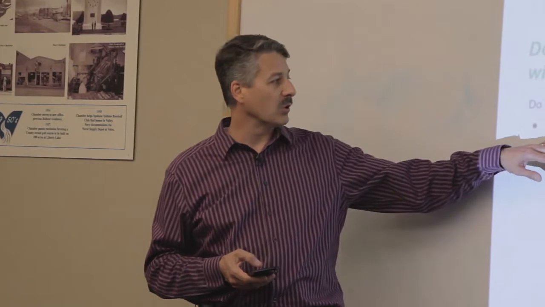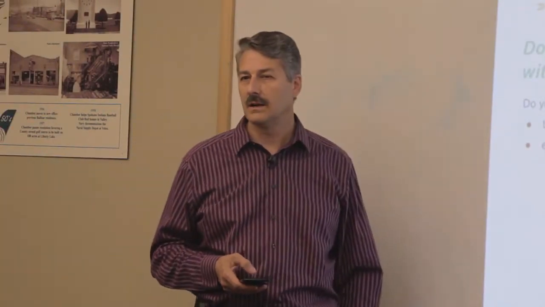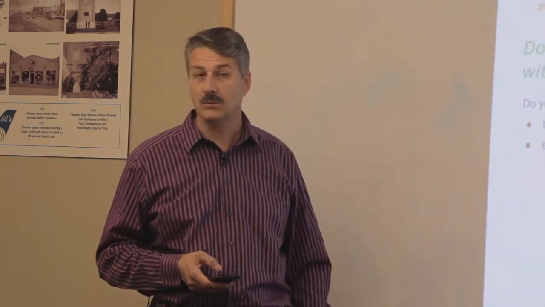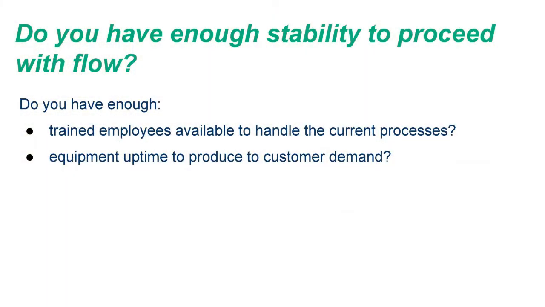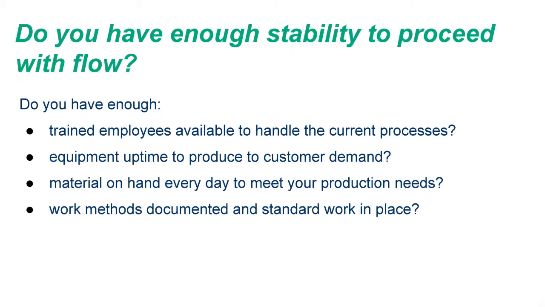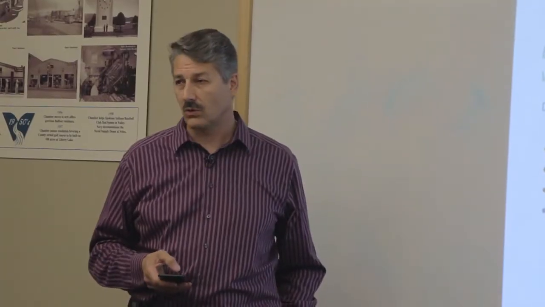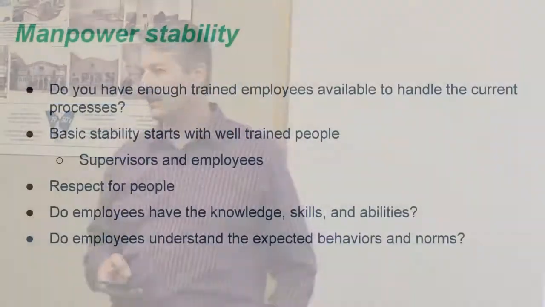Do you have enough trained employees available to handle the current processes? Next, there's man, machine, so you can think about that as equipment or tools. Do you have enough material on hand every day to meet your production needs? Do you have work methods documented and standard work in place? And the last one regarding arrangement and orderliness of the physical environment, and it can actually be org chart related as well.